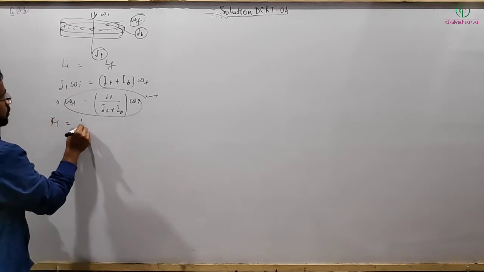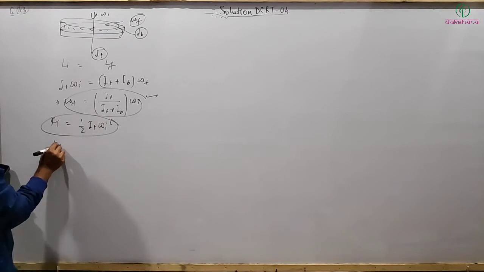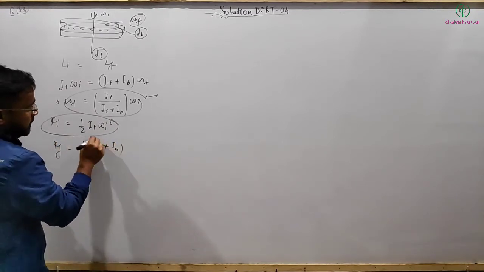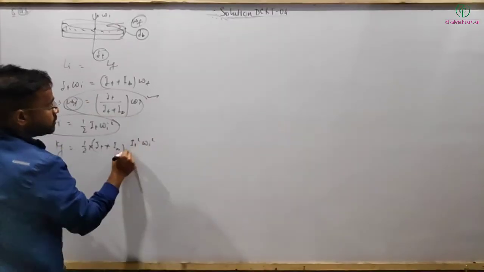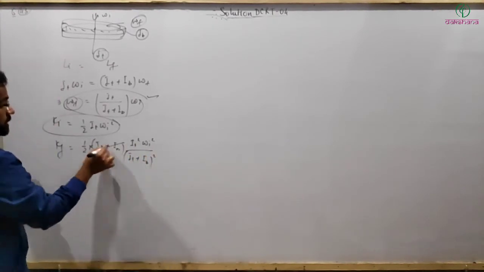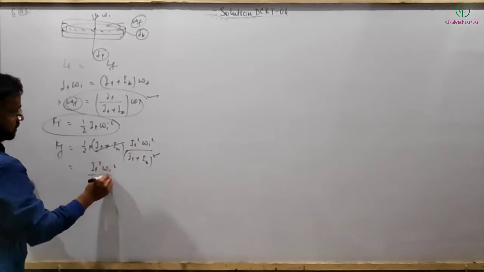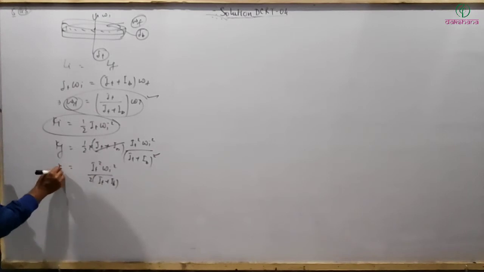Initial kinetic energy is equal to half IT into omega I square. Final kinetic energy of system is 1 by 2 into IT plus IB multiplied by omega final square, that is IT square into omega I square divided by IT plus IB whole square. Simplifying it, we are getting IT square into omega I square divided by 2 times of IT plus IB. This is final kinetic energy.